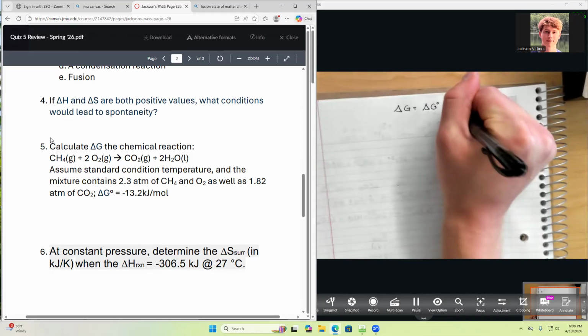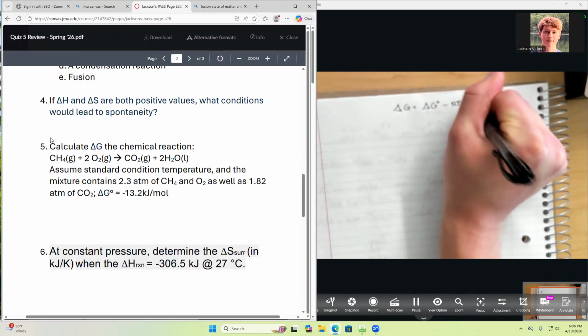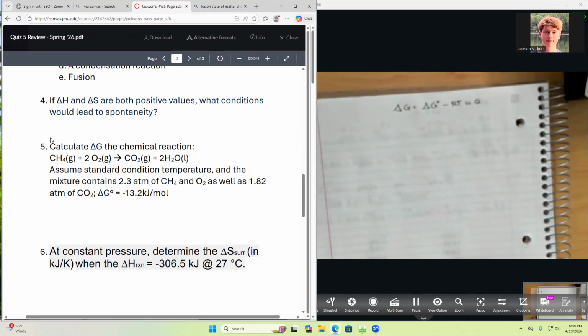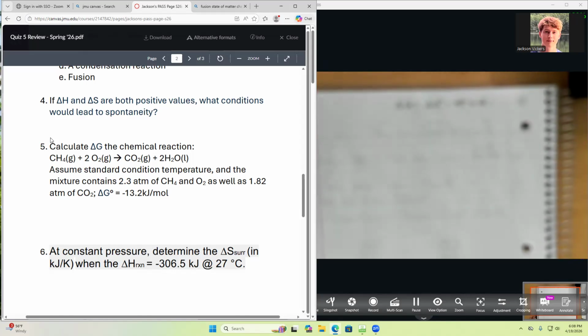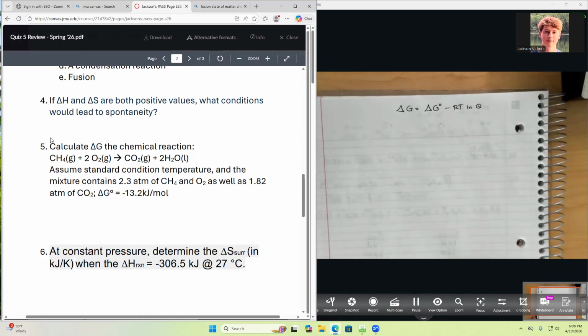Minus RT ln Q, but let me make sure real quick. Does that look right to you guys? Yes. All right, so spend a few minutes working on this one. Again, a lot of this exam will be formulas that you're given on the formula sheet, and all you got to do is plug in numbers. But the big thing is to make sure you're canceling out units, because that's an area you can make pretty easy mistakes.